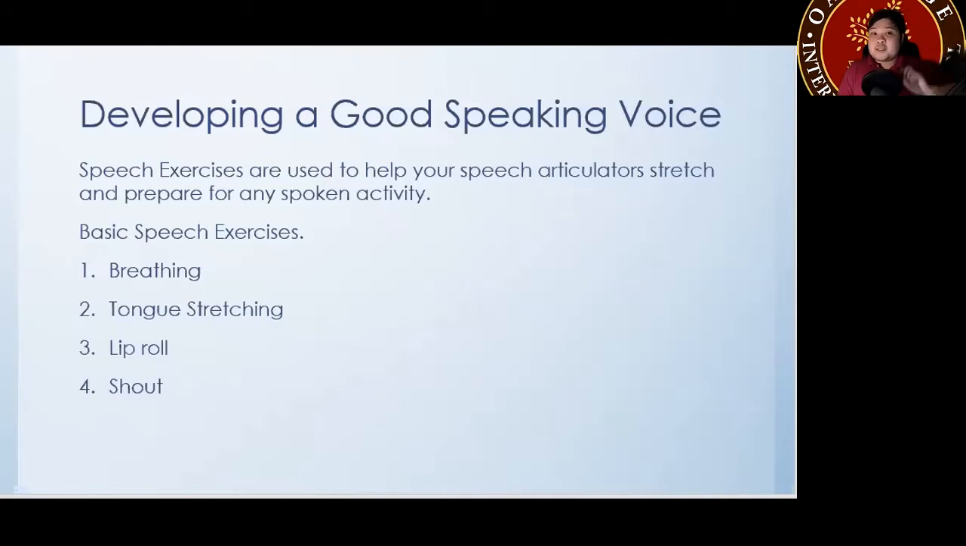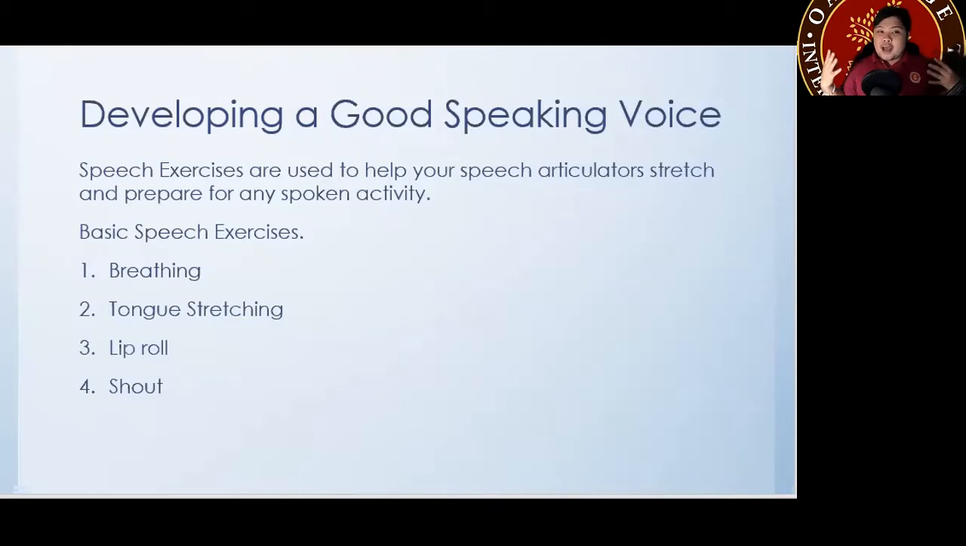First one is breathing. Your breath, your air, is like the fuel for your speech. Just like a car needs fuel, gasoline, to continue running, for you to continue speaking you need air. And for you to be able to speak well, you need a good airflow, a good way of inhaling and exhaling the oxygen. So one good way of developing a good speaking voice is to exercise your breathing.